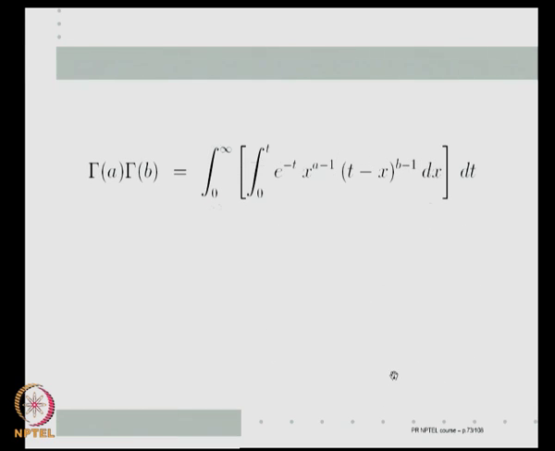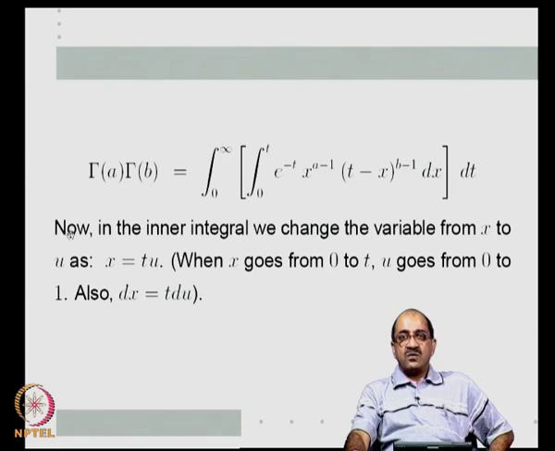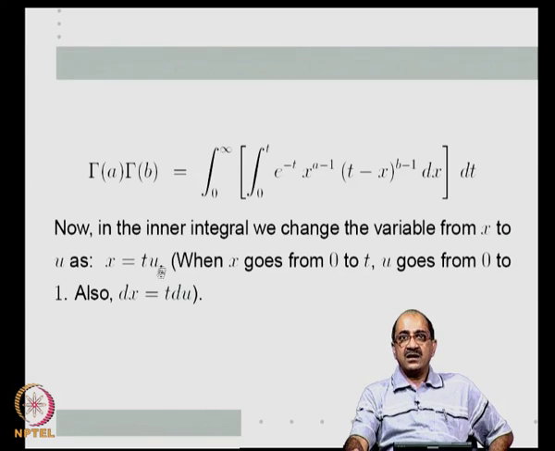Okay. Now, let us start with this. So, we have come up till here, gamma a, gamma b is given by this expression. Now, once again we will make a change of variable in the inner integral. We change x to tu, where u is the new variable. What does this give us? When x goes from 0 to t, what happens to u? When x is equal to 0, u is 0. When x is equal to t, u is equal to 1. So, as x goes from 0 to t, u goes from 0 to 1 and dx is t du. So, using that we change the variable from x to u in the inner integral.